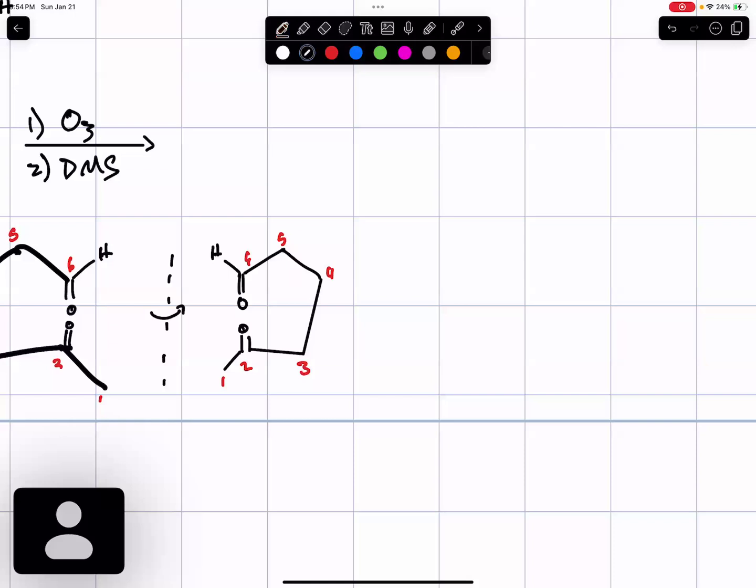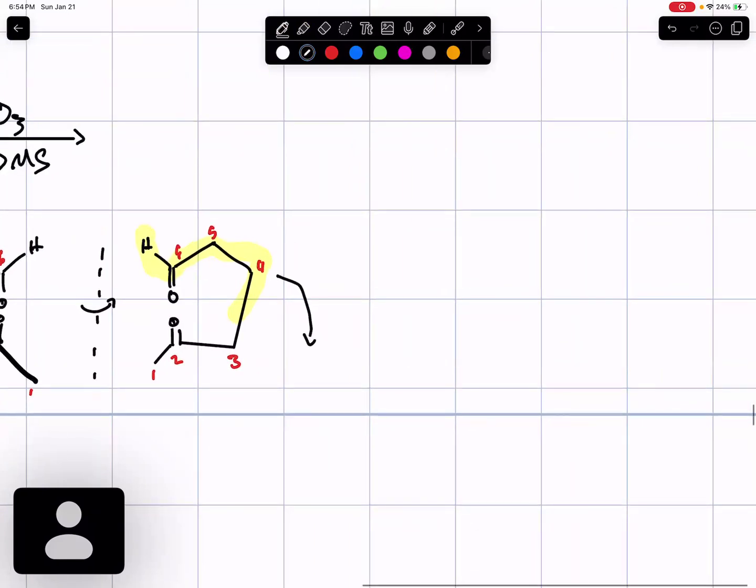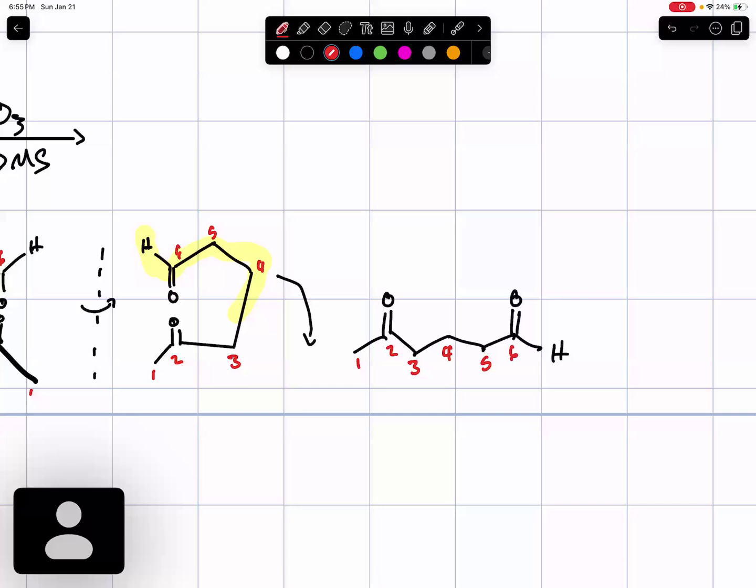So I'm going to bring basically this carbon skeleton. Let me highlight it. This carbon skeleton, I'm going to bring it down. So now it's going to look like this. 1, 2, 3, 4, 5, 6. Okay. 1, 2, 3, 4, 5, 6.